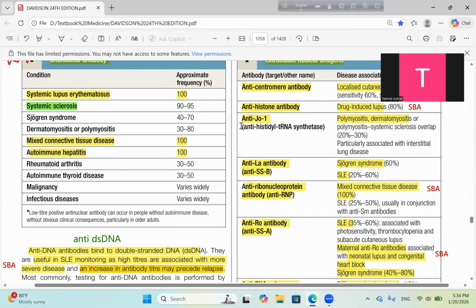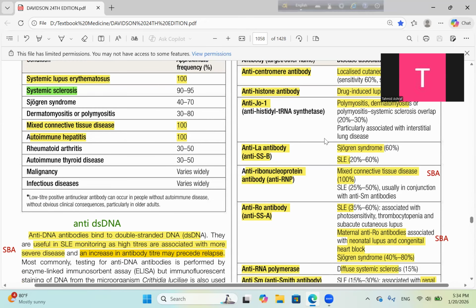Then anti-Jo1 antibody. Anti-Jo1, its other name is antihistidyl transfer RNA synthetase. Anti-Jo1 is found positive in polymyositis and dermatomyositis. Both are myositis. So Jo1 will be found positive in myositis, dermatomyositis, and polymyositis.